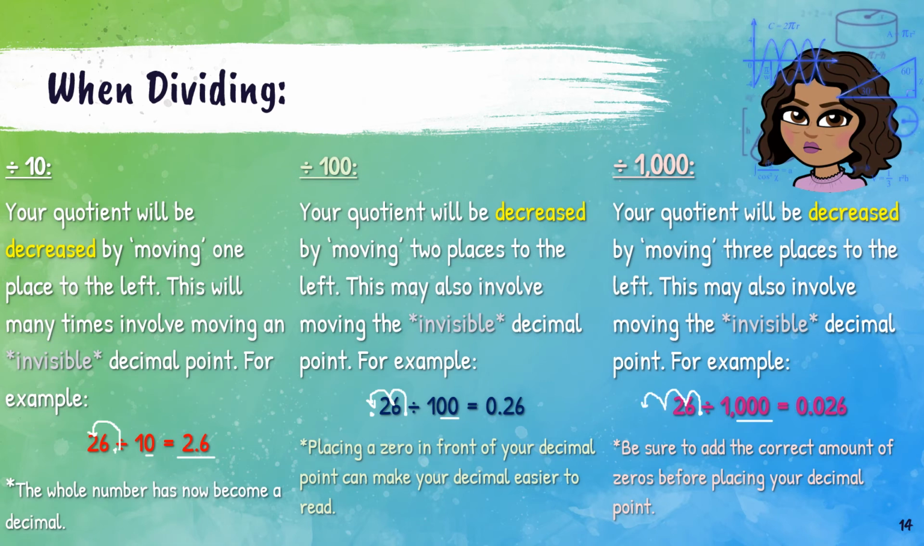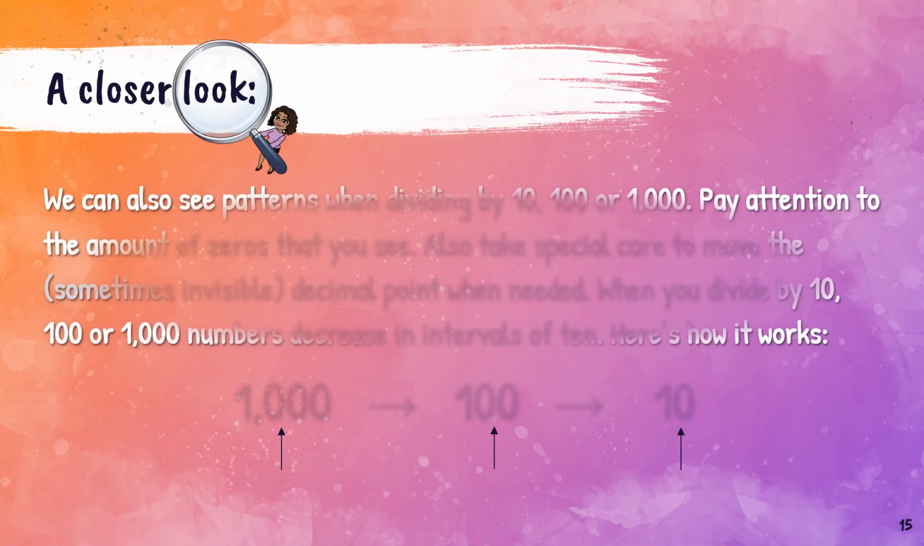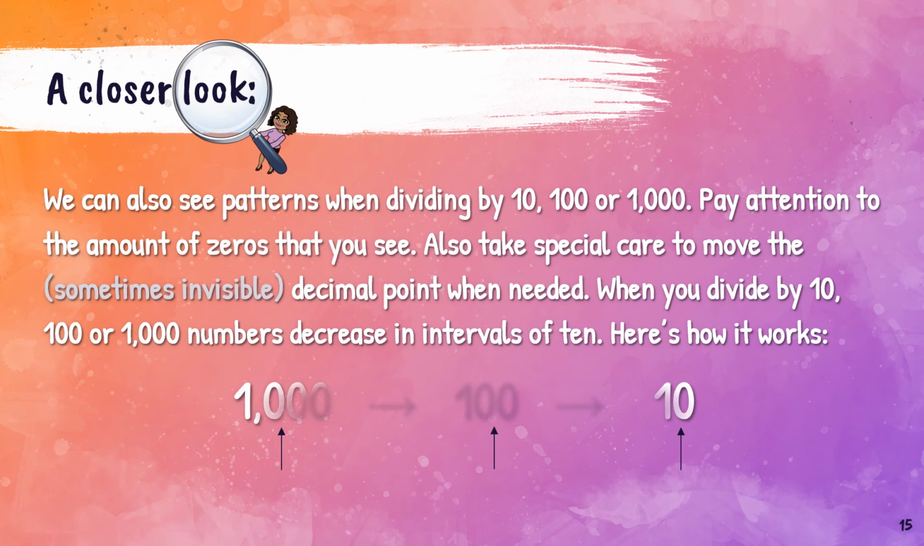But now we have an issue. There's an empty space. So in this empty space is where we would place a 0, which gave us the quotient 0.026. Be sure to add the correct amount of zeros before placing your decimal point. Are you ready to take a closer look?